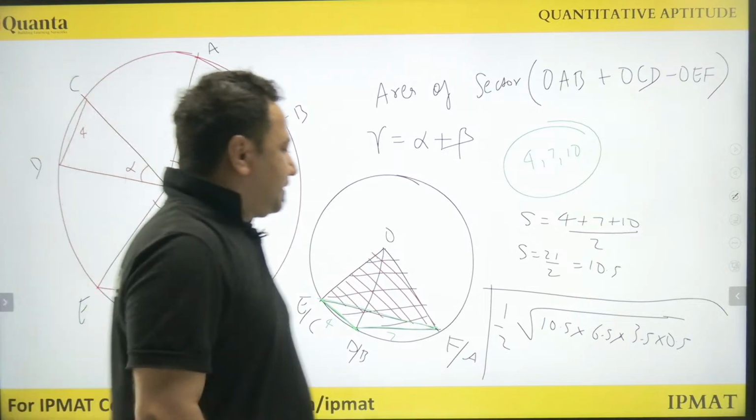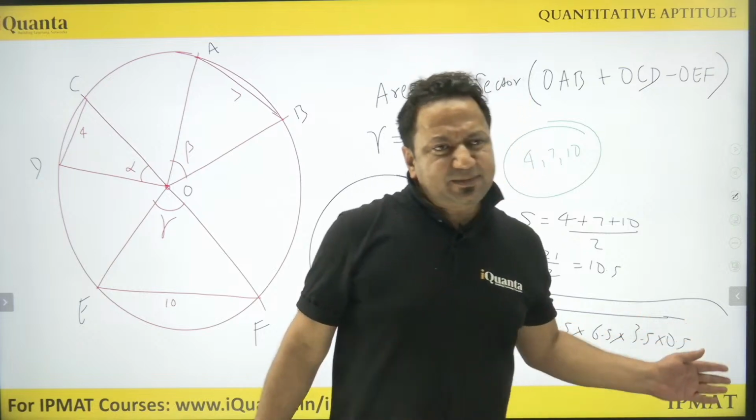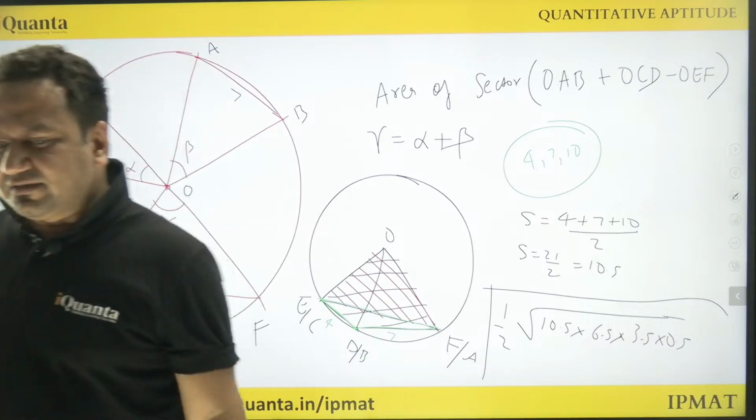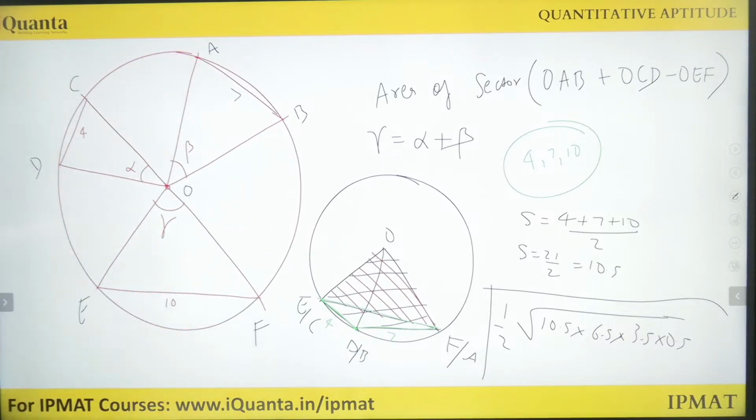All right. This will come close to 36 point something, square root of 36 point something. So the answer will be 18 point something. If you use the calculator, you will get something like 36 point something, and half of that, 18 point something, happens to be the correct answer.